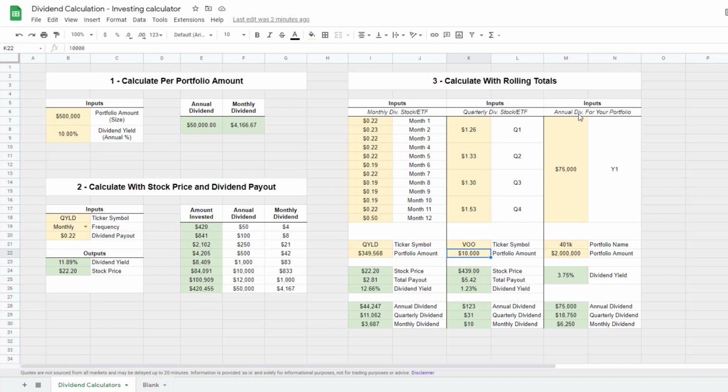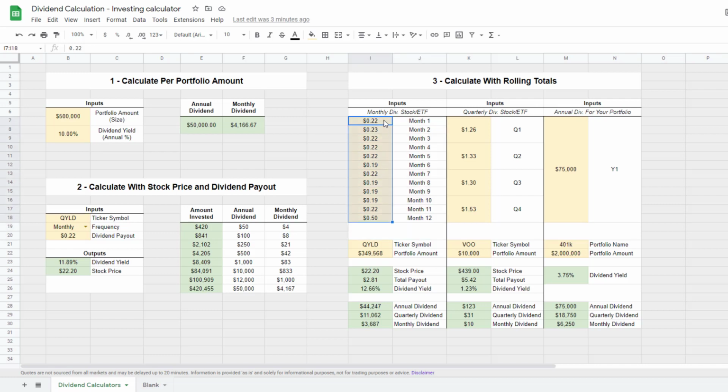And then over in this column, if you wanted to take your annual dividend number for a portfolio, let's say it's your 401k, if it was $2 million and it paid you last year $75,000, it'll calculate your dividend yield for you. And then it takes your annual dividend received and divides it into quarterly and then divides it into monthly. So over here, your inputs are the monthly payout.